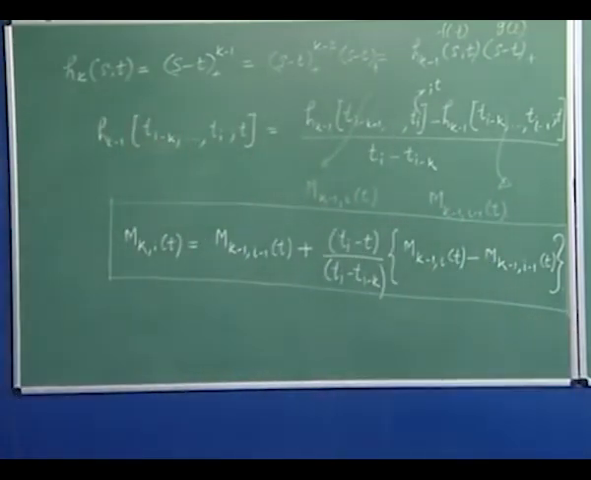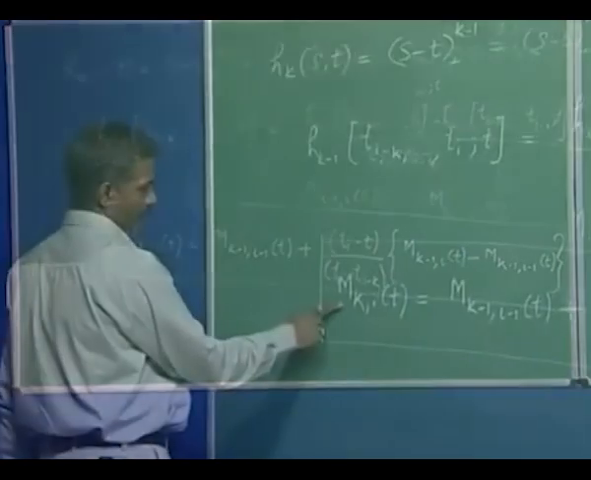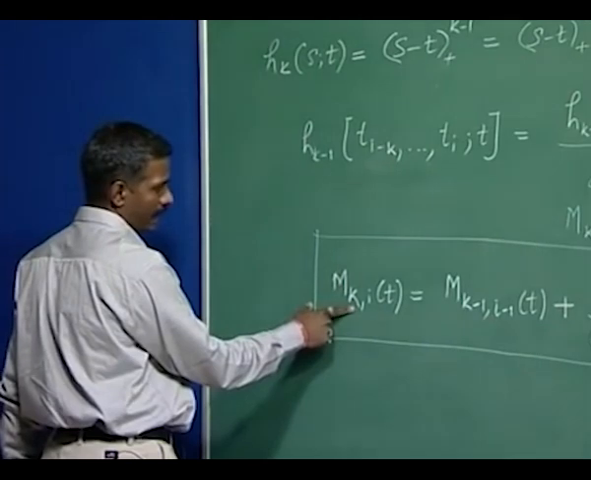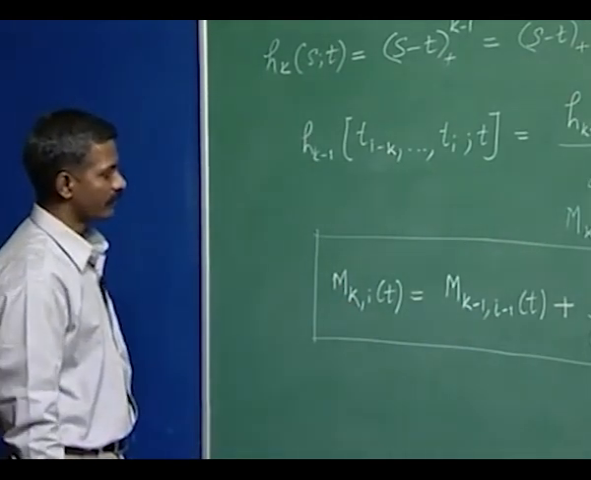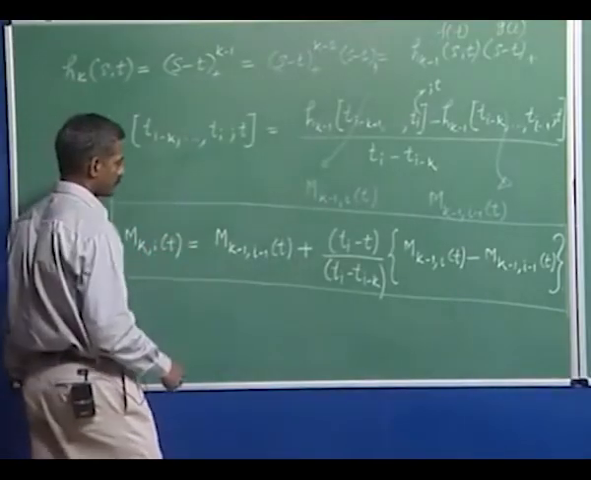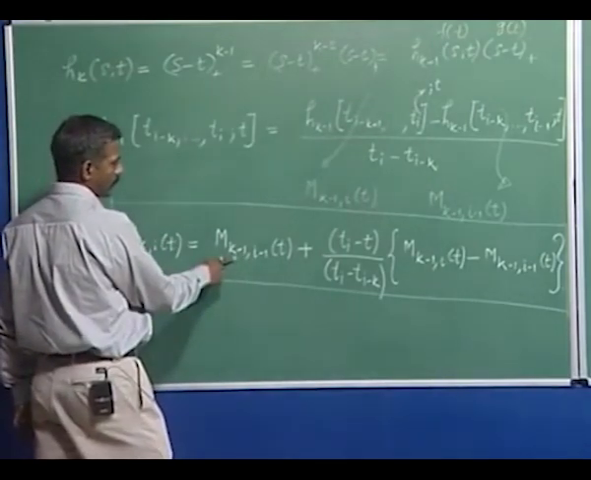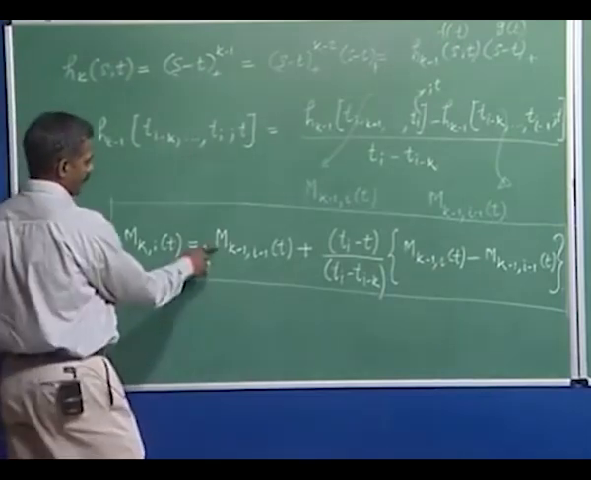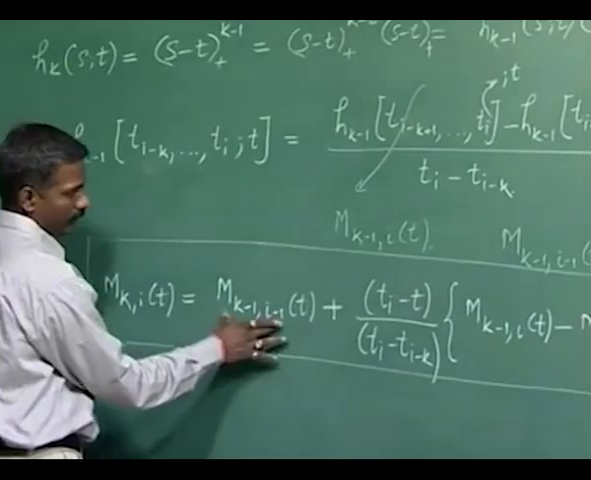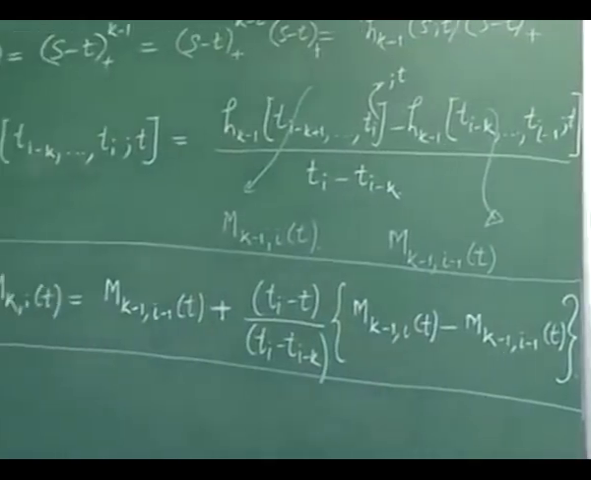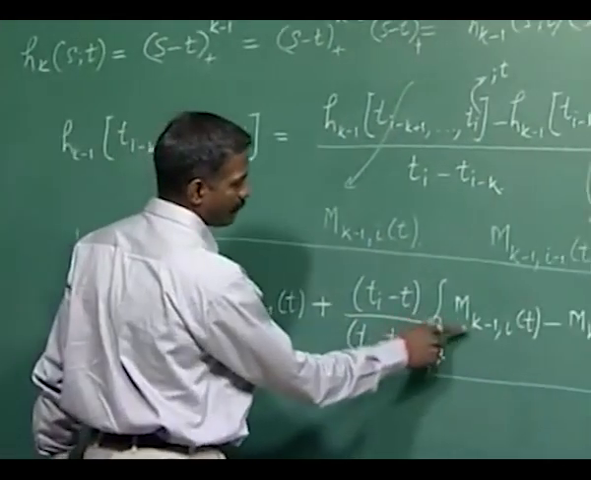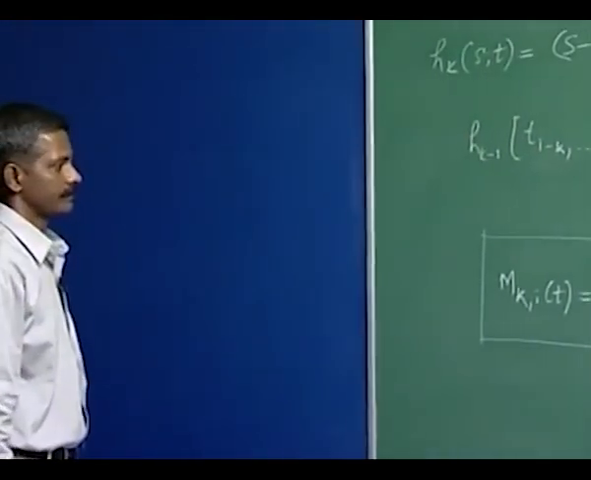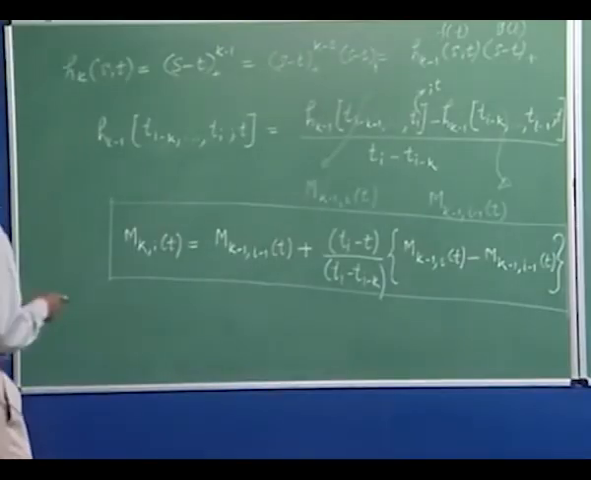What do we observe here? We observe that a B-spline basis function of order k can be written in terms of two B-spline basis functions, each of order k minus 1. The first B-spline basis function is m_{k-1,i-1}, and the second B-spline basis function is m_{k-1,i}. This is your recursion relation.